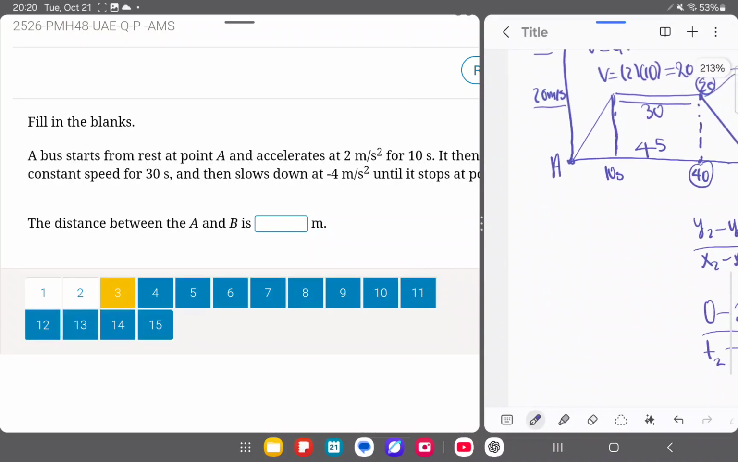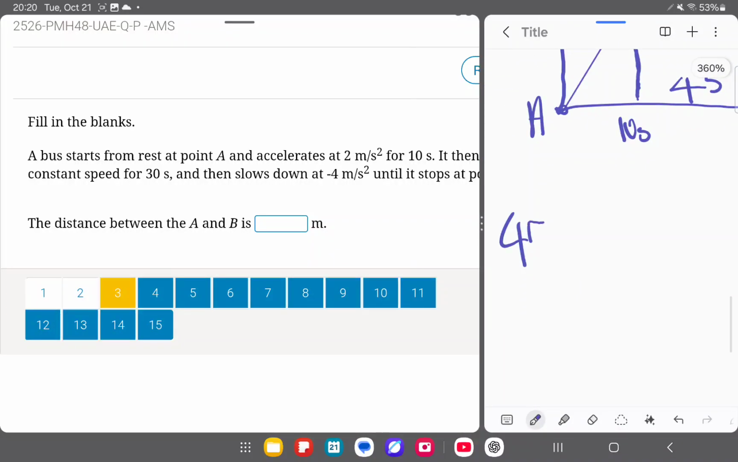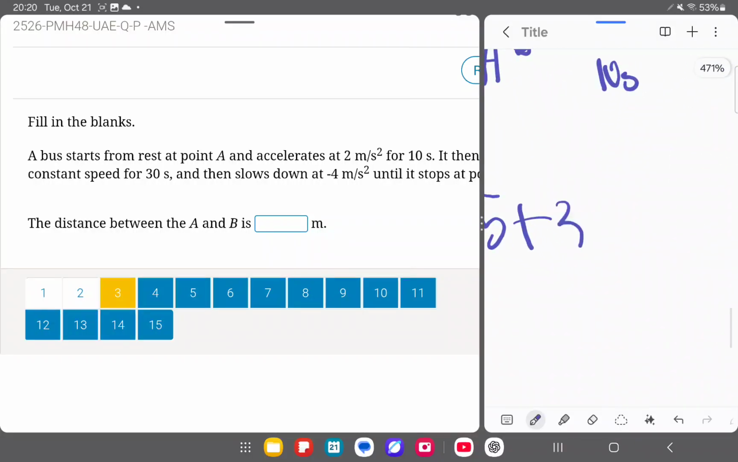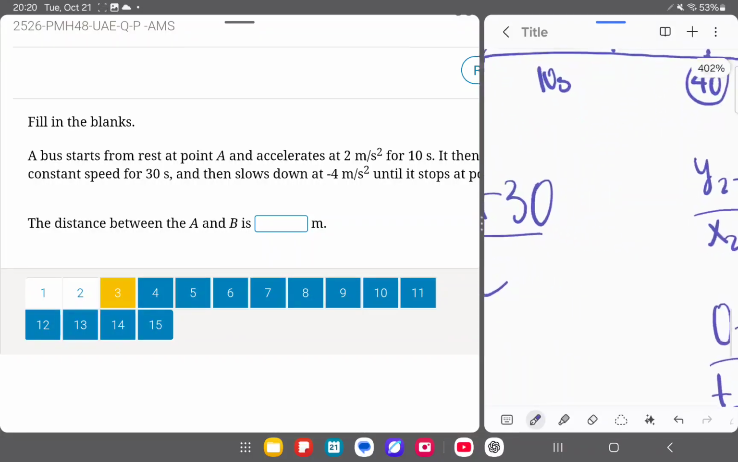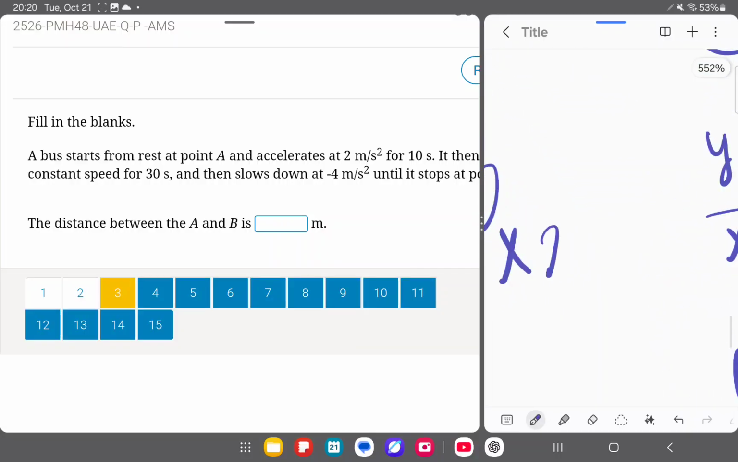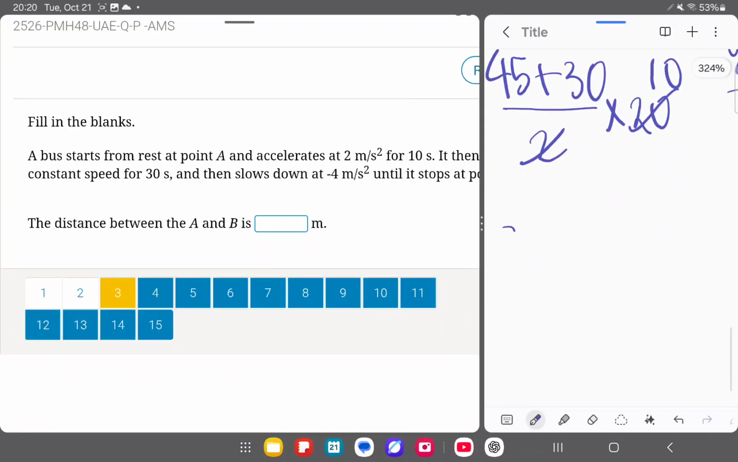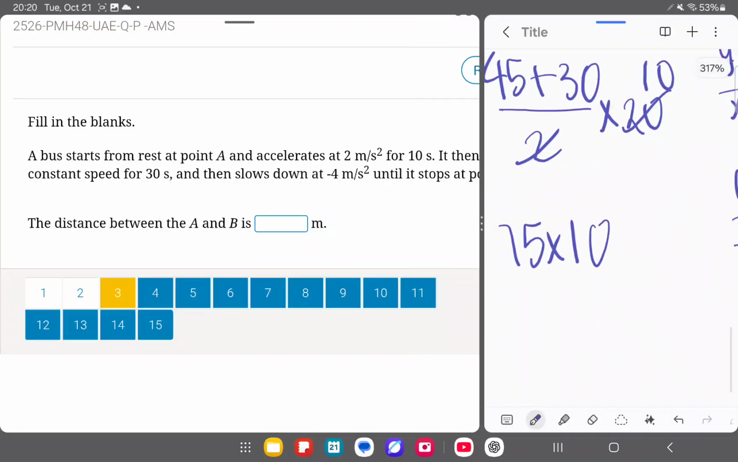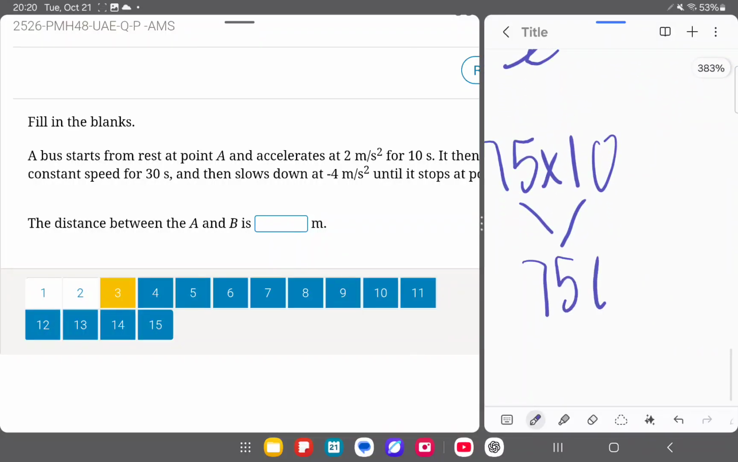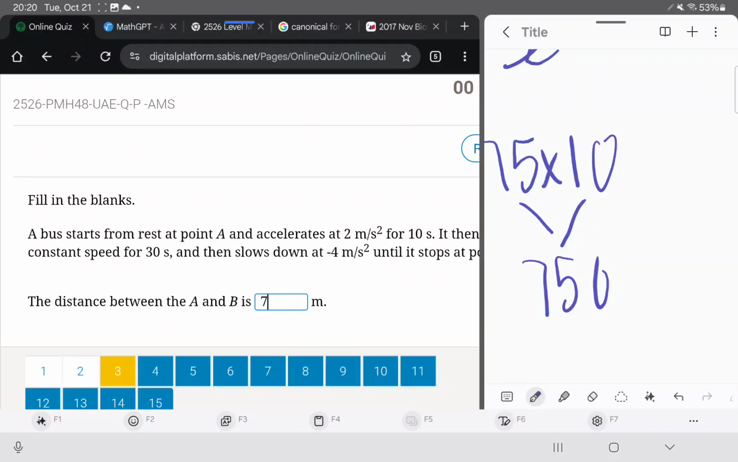So now we have big base, which is 45, plus small base, which is 30, over 2, multiplied by 20. Cancel 10. You get 75 times 10, which is 750 as our displacement in meters.